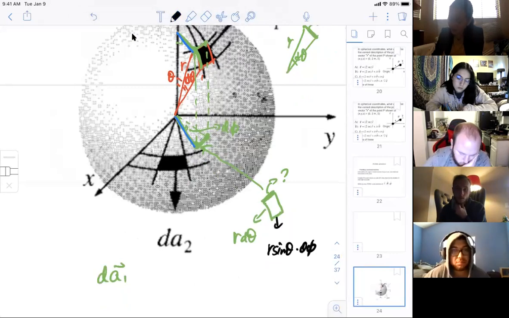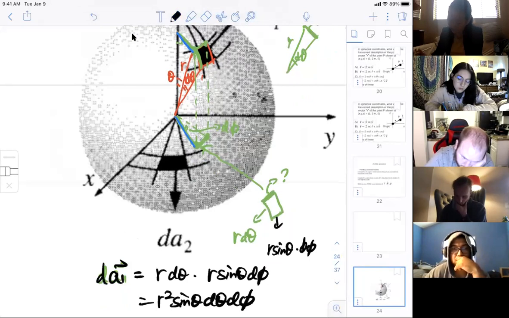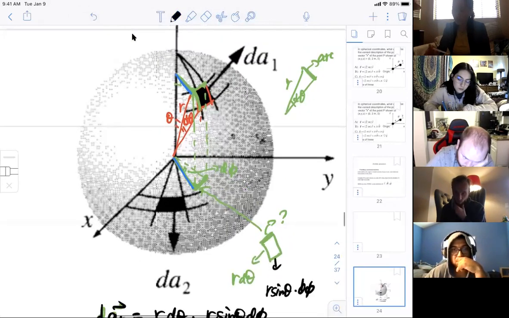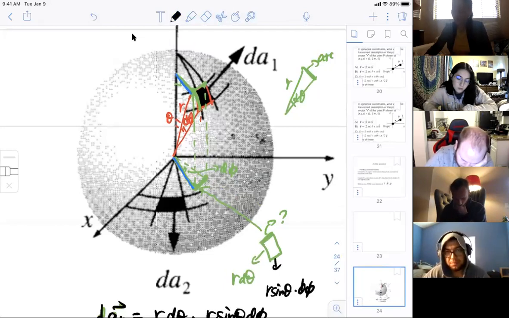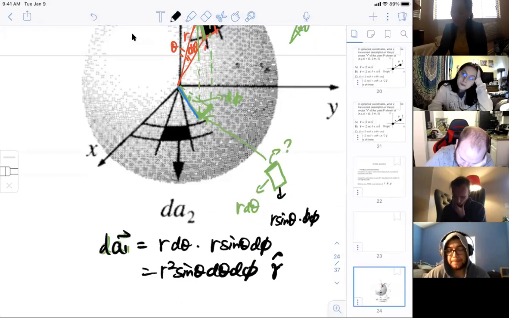So putting everything together, dA1 is going to be r d theta times r sine theta d phi, which is r squared sine theta d theta d phi. Okay, so now I've got the magnitude. I just need the direction of A1. You have this balloon, right? And the direction is pointing perpendicular to the surface of the balloon, radially outward. I'm going to put r hat to represent the direction. So that is my area.